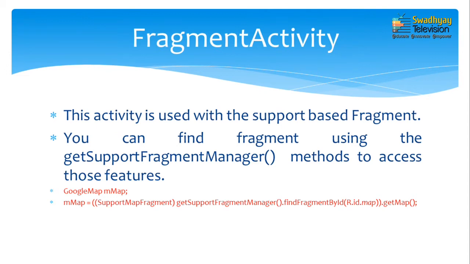Here on screen you can see that we have a Google Map object with the name mMap, and we can write mMap is equal to SupportMapFragment. Then you have to create an instance of the support fragment manager using the getSupportFragmentManager method. Once you have this manager available, you can find the fragment by its ID given in your XML file. Here it is R.id.map, and then you have to call the getMap method of this fragment. So, this is how we can get a map from a fragment.